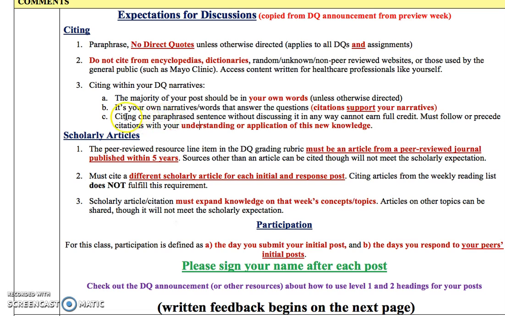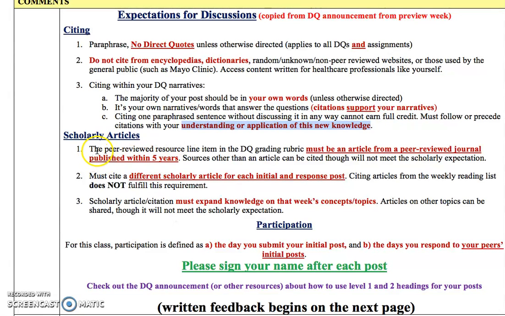Which brings me to this next point: where you are citing content from a source, you'll need to follow up on that information. Share your understanding, or how does this work in practice? Or maybe you even have an example from your own practice. So the idea is not to just cite a point from the article. The point is to incorporate it into your post.